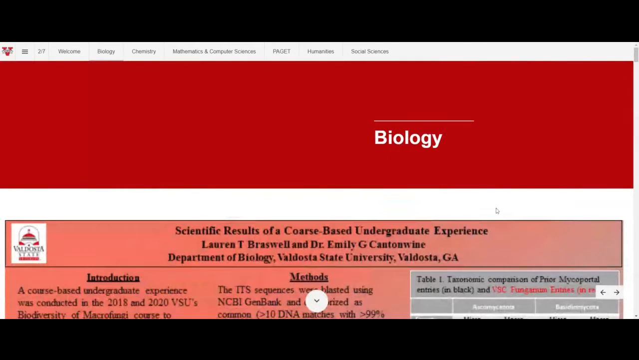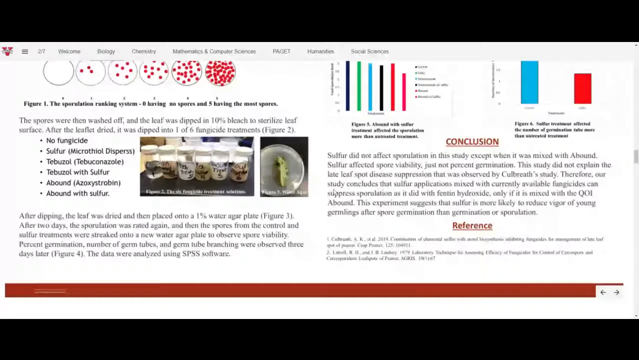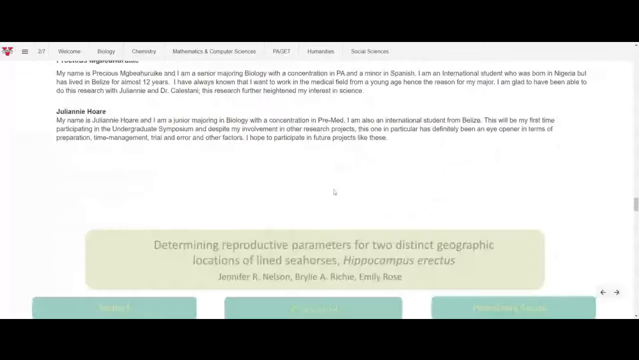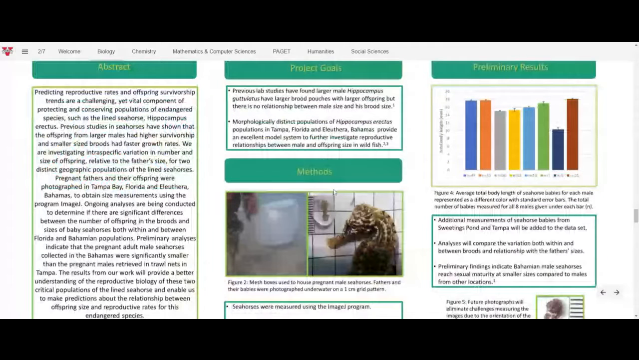And it is determining reproductive parameters for the distinct geographic locations of seahorses. Oh, right. I'm sorry. I remember we have multiple wonderful seahorse shows. Yes. And okay, is that as much fun as I think it is? Because I was like, ooh, seahorses. It is fun right now.